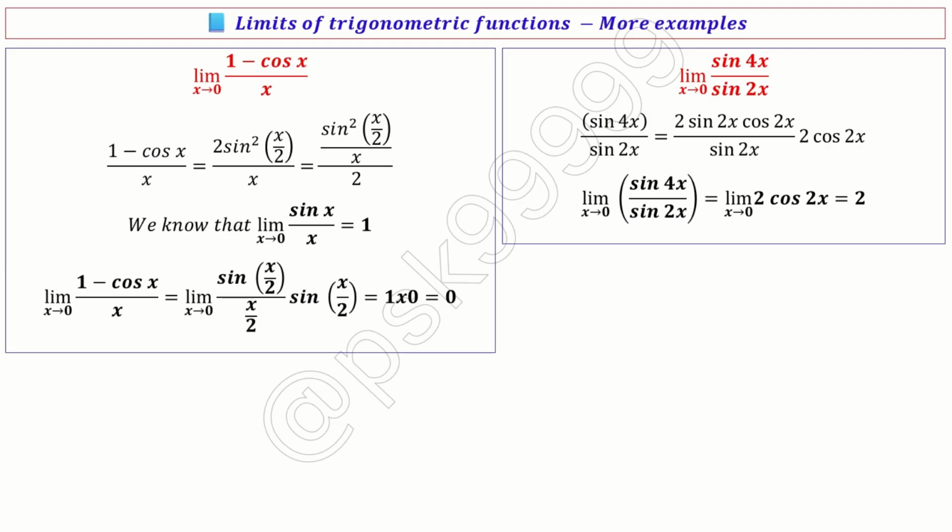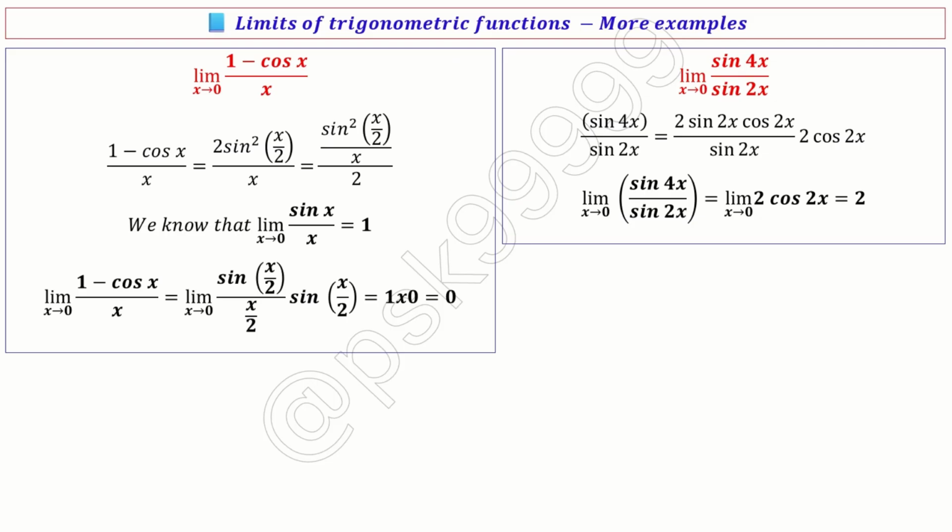Okay. Similarly, limit x tends to 0, sin 4x by sin 2x. Sin 4x I can write as 2 sin 2x cos 2x, and the denominator is sin 2x. So I can cancel sin 2x, which is equal to 2 cos 2x. So limit x tends to 0, sin 4x by sin 2x is nothing but limit x tends to 0, 2 cos 2x, which is 2. That's the value. So you can apply all your trigonometric fundamentals to make sure that there is no 0 in the denominator.